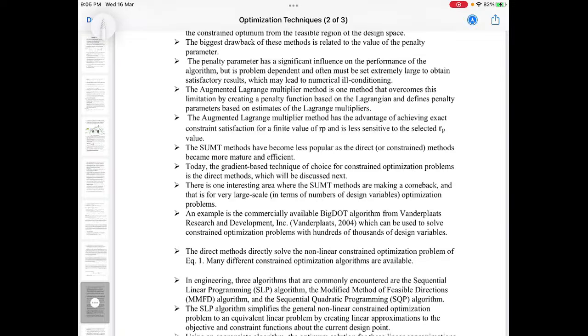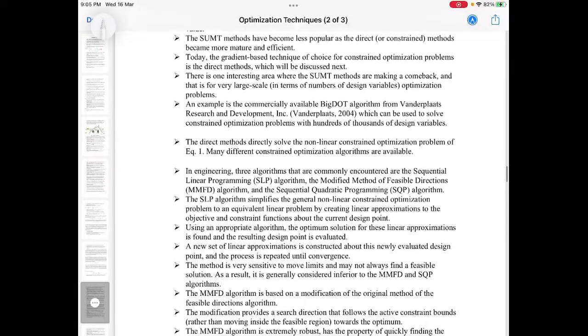In engineering, three algorithms that are commonly encountered are the sequential linear programming, which is the SLP algorithm; then the modified method of feasible directions, MMFD; and the sequential quadratic programming, the SQP algorithm.